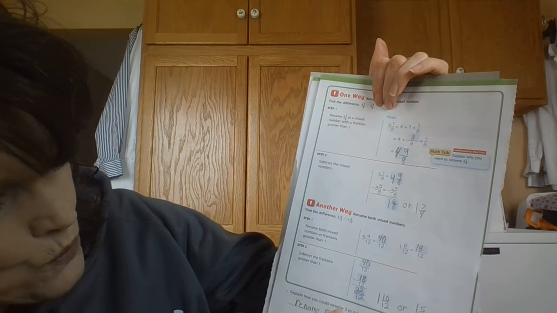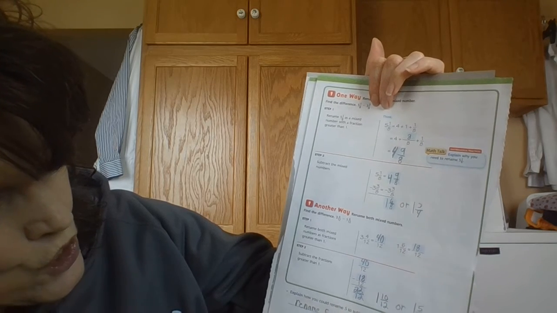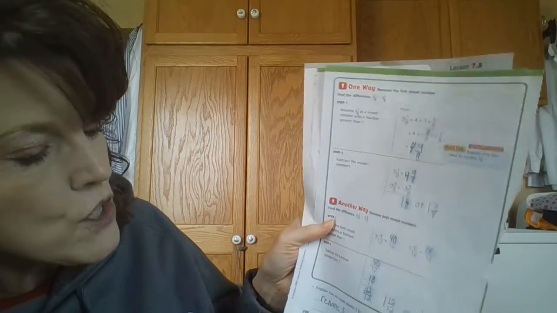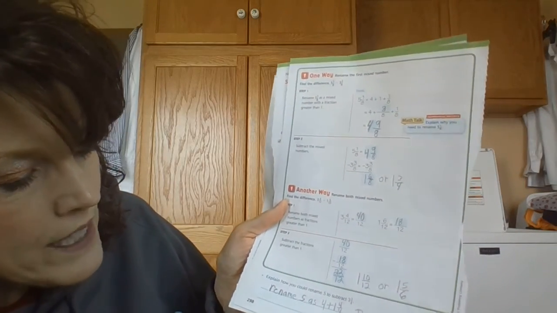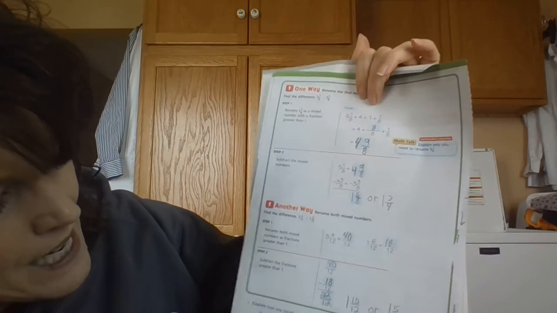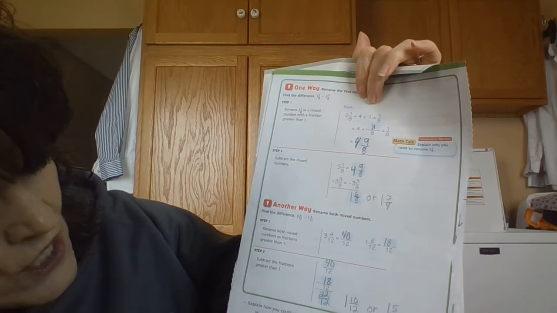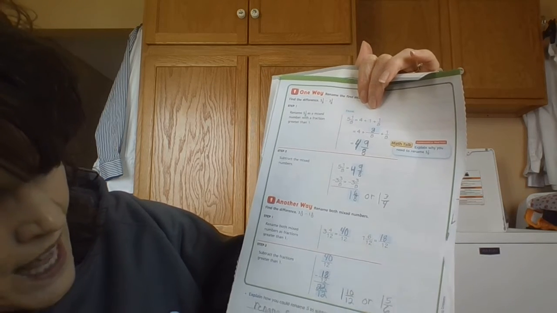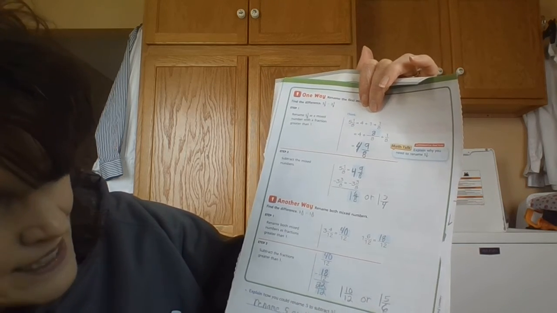Explain how you could rename 5 to subtract 3 and 1/4. So if you had 5 and you wanted to subtract 3 and 1/4, you could rename 5 as 4 plus 1 and 4/4, then subtract.